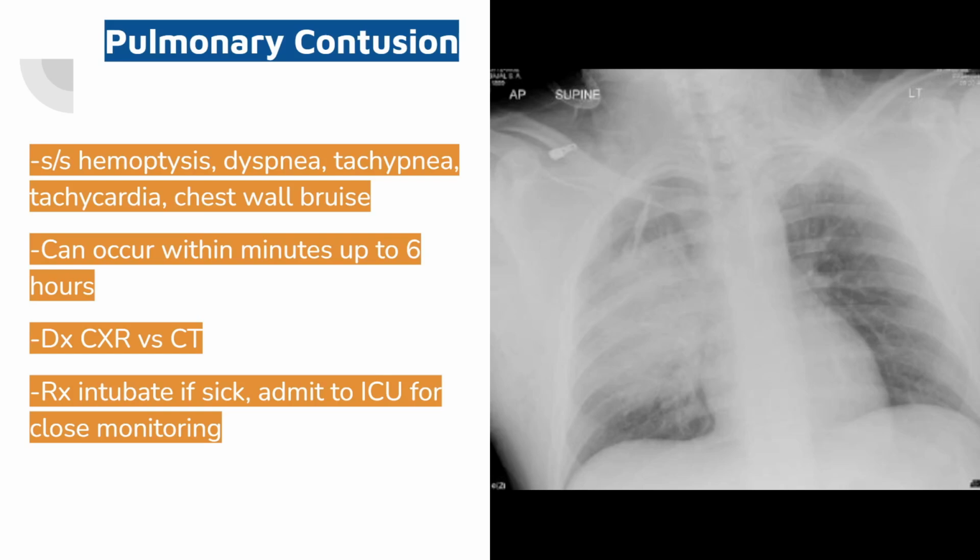Pulmonary contusion shows hemoptysis, dyspnea, tachypnea, tachycardia, chest wall bruise. Can occur early on, but can also take up to 6 hours to present. Diagnosed on chest x-ray. CT is obviously more sensitive. And if they're sick, you need to intubate them and have a low threshold to admit, because if you're at time 0 or time 30 minutes, there's a high chance that they could get worse before they get better. Remember, this is obviously a lung bruise. We know bruises get worse over time.